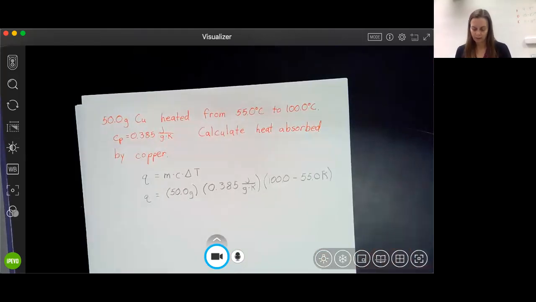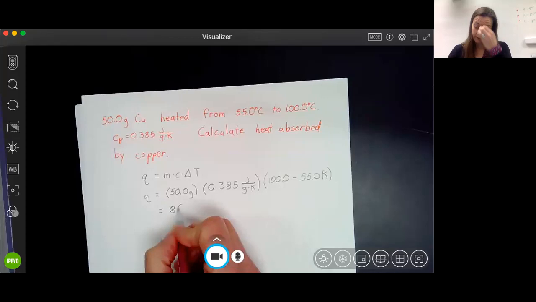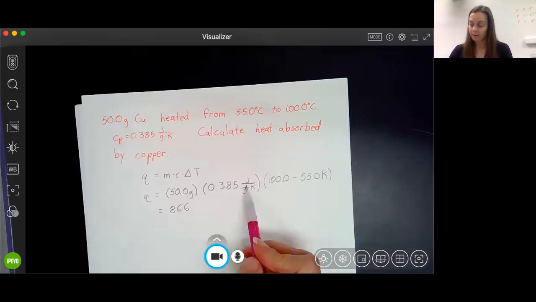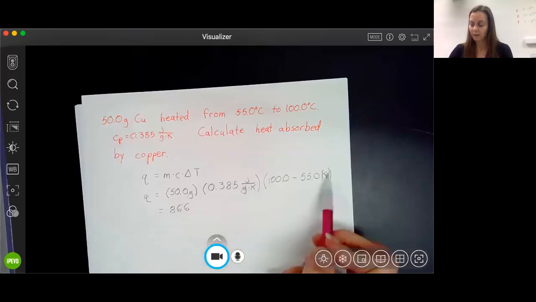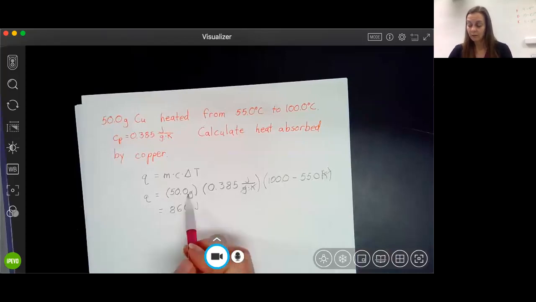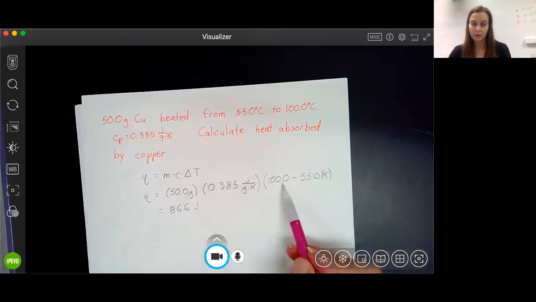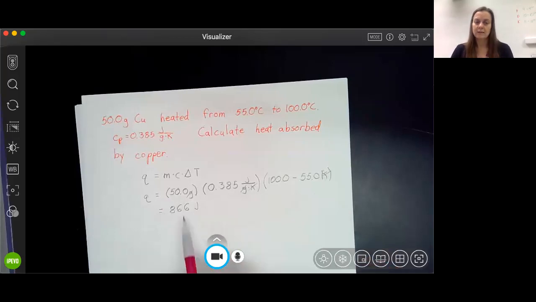So 50 times 0.385 times 45 gives us 866. Now the grams cancel out, Kelvin cancels out, and we're left with joules. This has three significant figures, this has three significant figures, and this also has three significant figures. So we know that 866 joules of energy are absorbed by copper.